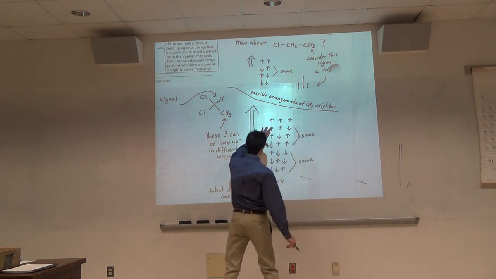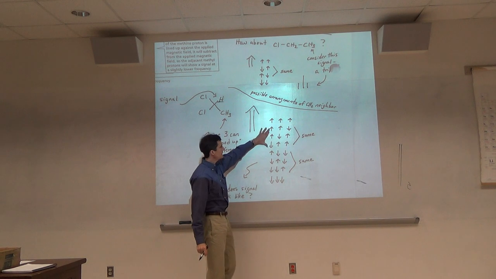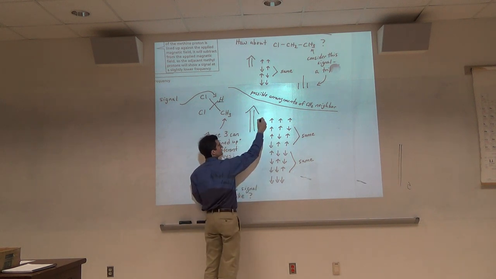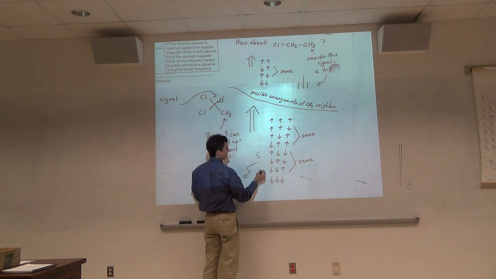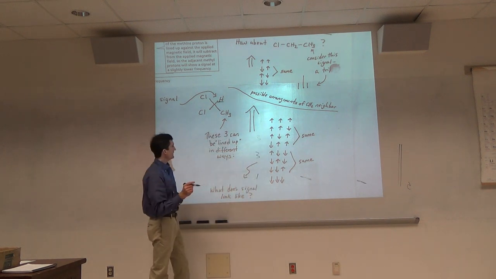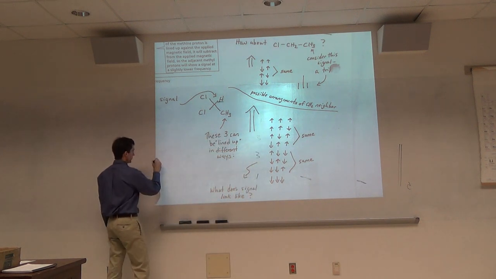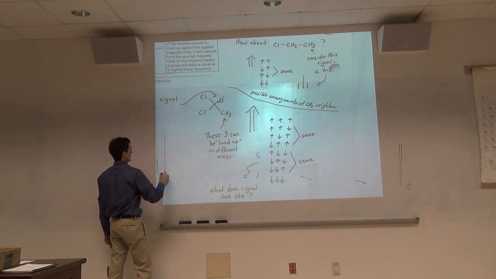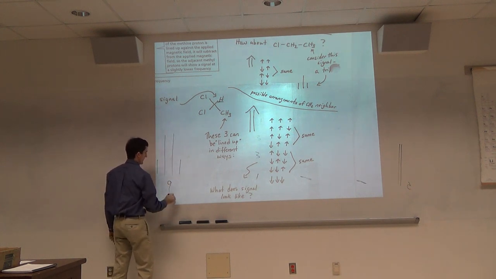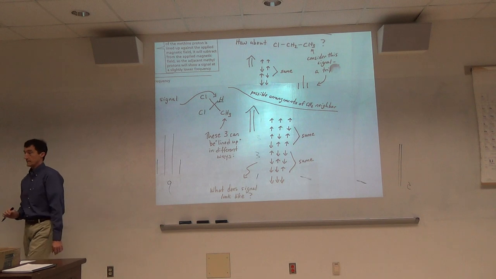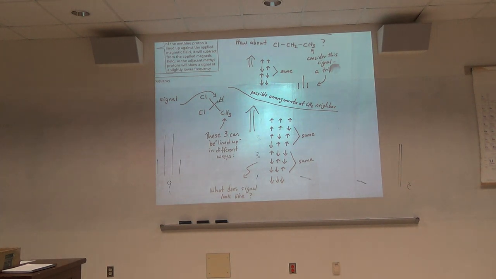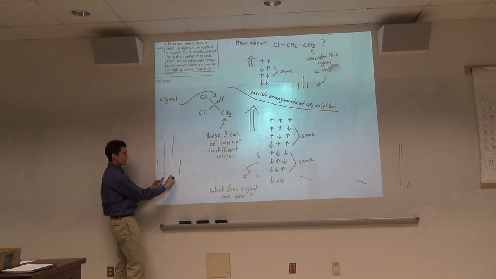But this scenario is three times as likely because you have three ways to get that scenario. So your ratio is going to be 1, 3, 3, 1 in terms of your peaks. A quartet will look like that. Because you have three times the likelihood of getting this scenario with that amount of shielding or deshielding.